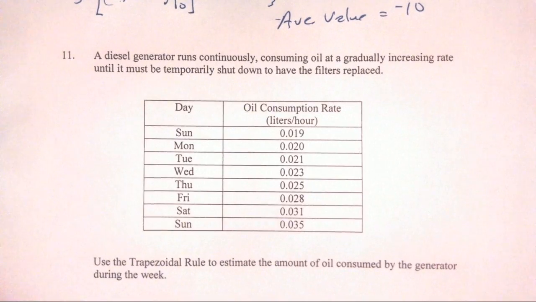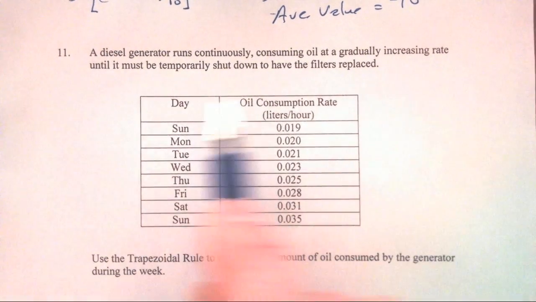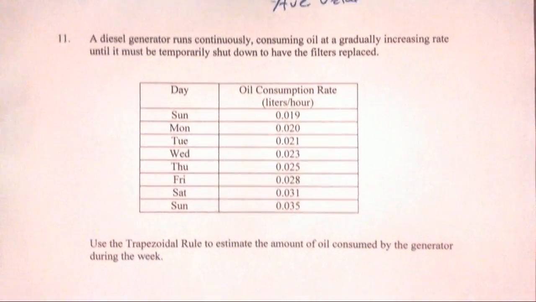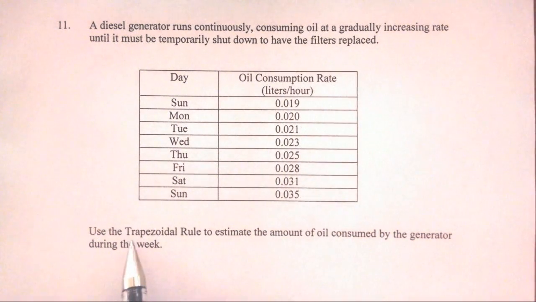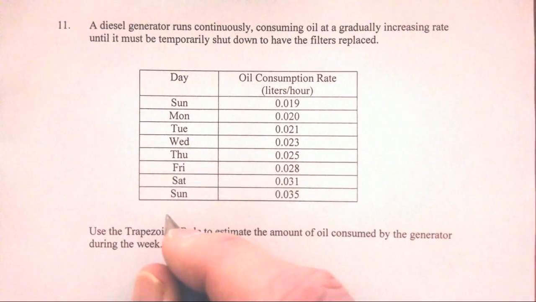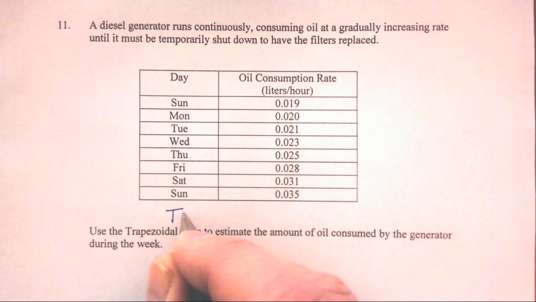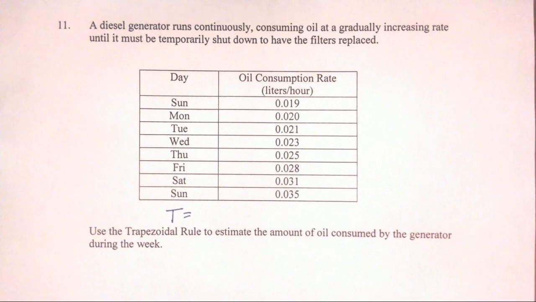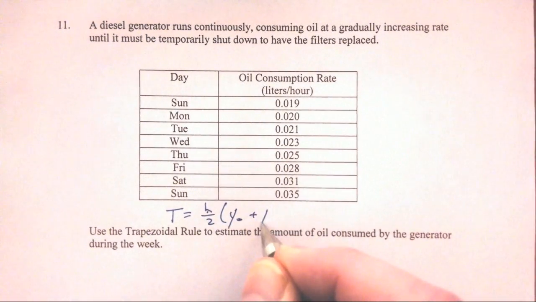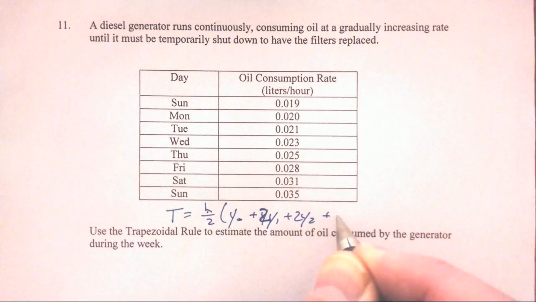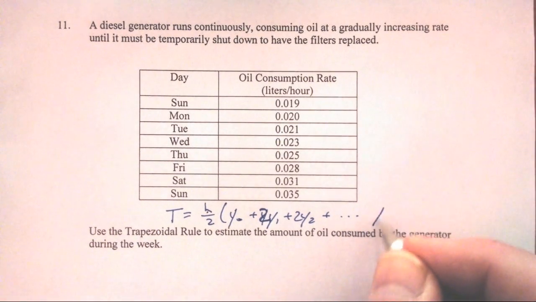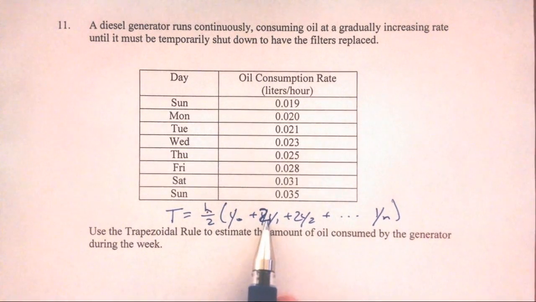Okay, a diesel generator runs continuously, consuming oil at a gradually increasing rate until it must be temporarily shut down to have the filters replaced. So here we've got our days, Sunday through Sunday, and oil consumption rate in liters per hour. Use the trapezoidal rule. Our trapezoidal area is either the average of LRAM and RRAM, or, if you're going by hand, which you're going to do on this test, h on 2 times y0 plus 2y1 plus 2y2 plus ... until I get to the last value, and then it's just a single one of those. But all the values in between are 2's.